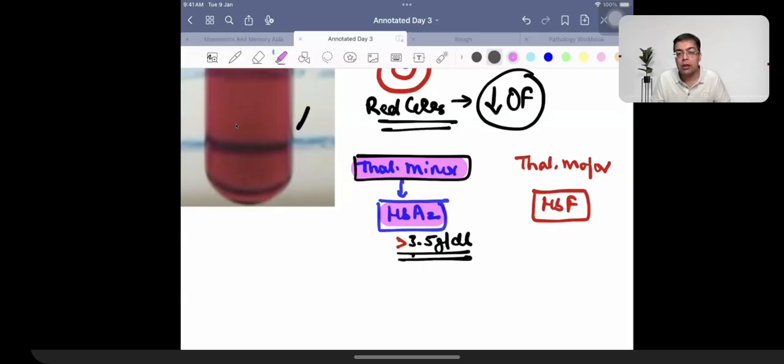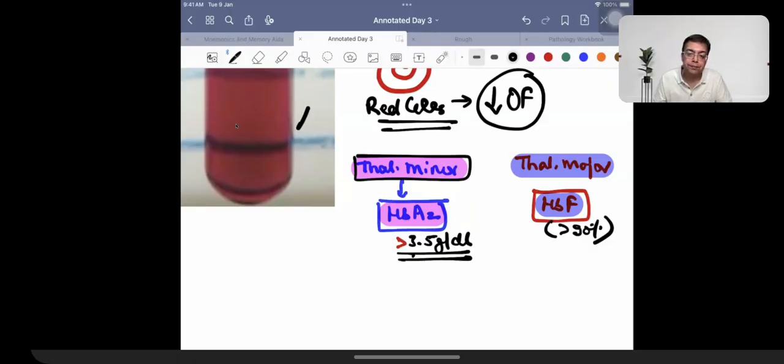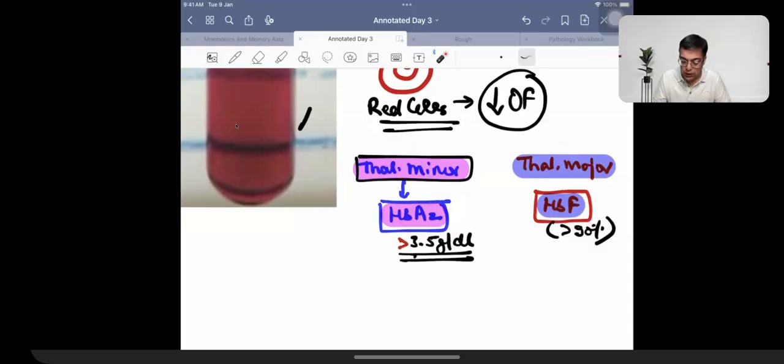What is the normal percentage of HbF in you and me? It is around 1%. But in patients with thalassemia major, the percentage of HbF is going to be more than 90%. Normal people less than 1, thalassemia major more than 90. So please remember that there are different hemoglobins useful for detection of different types of thalassemias: thalassemia major with HbF, thalassemia minor with the help of HbA2. This is an example of a screening test.